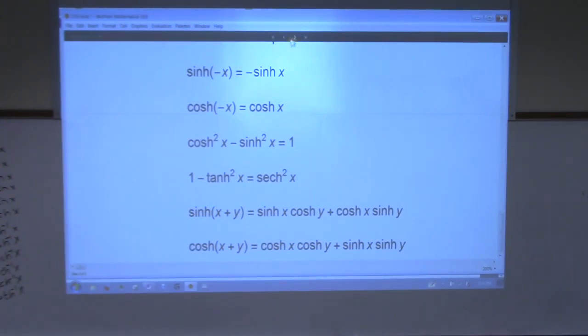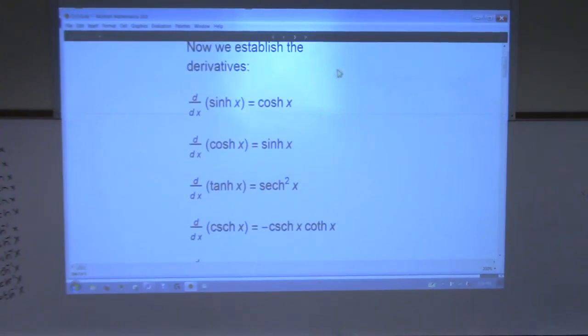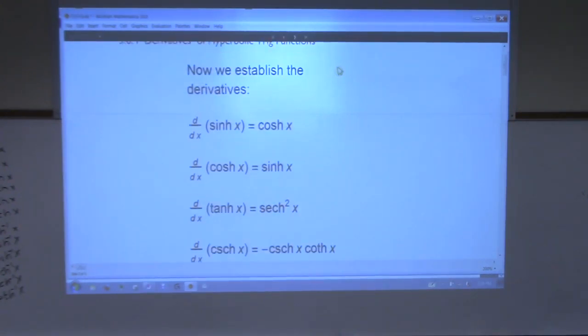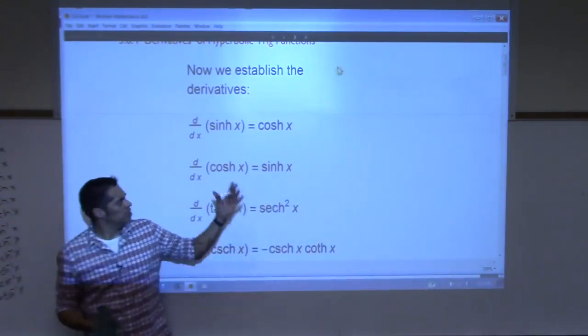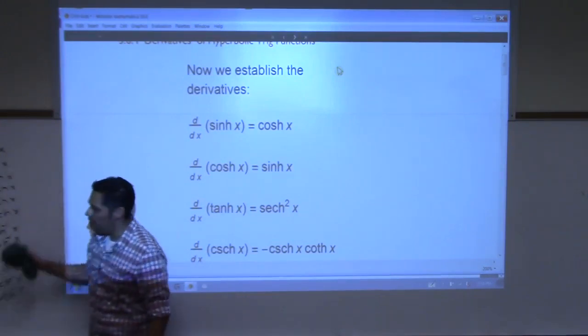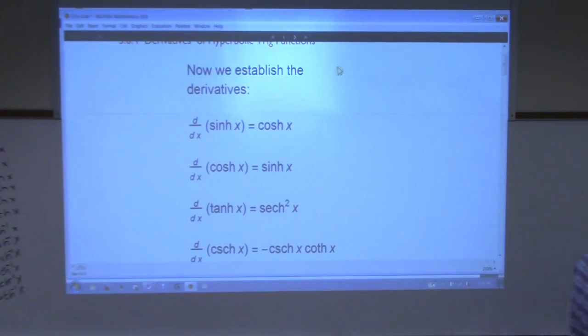Those are the 6 hyperbolic trig functions. And with those 6 functions, they have derivatives. And here they are. For these 6, we now have the derivatives. Do they look familiar? Yeah.